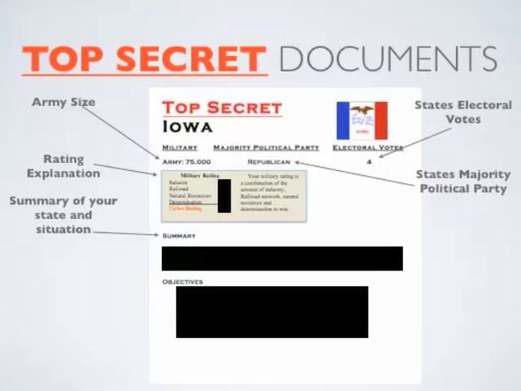The summary gives you a basic knowledge of your state and situation in 1860. And finally, your goals and objectives for the simulation are what guide you, and you have to come up with the ways that you achieve those objectives, but that's what your goals are and what you're trying to accomplish.